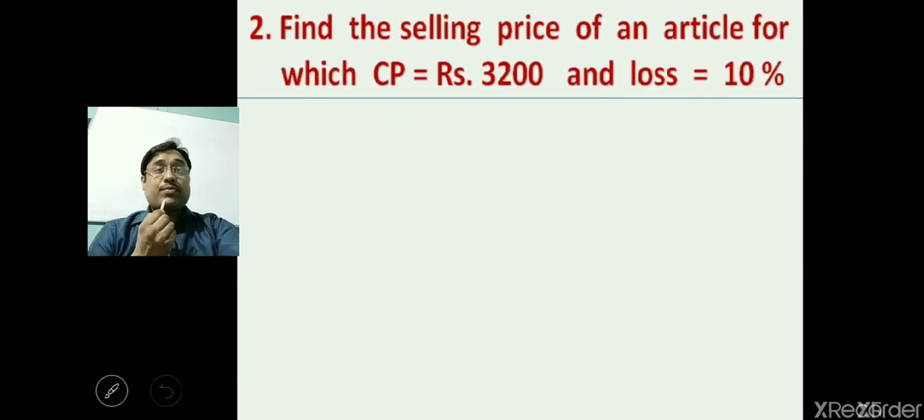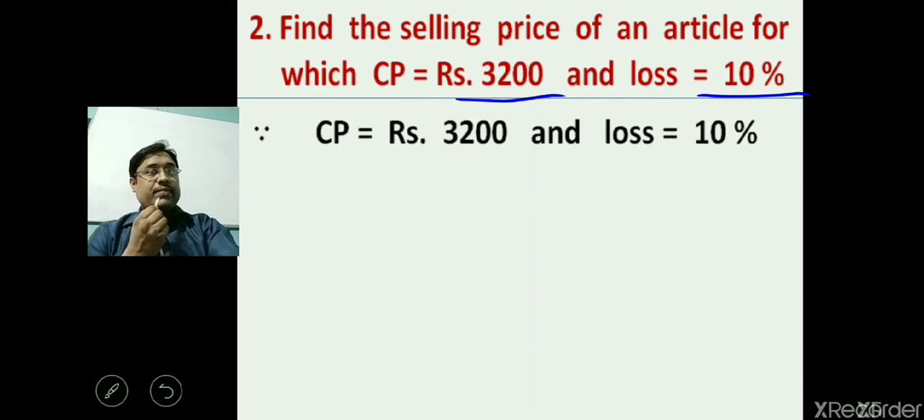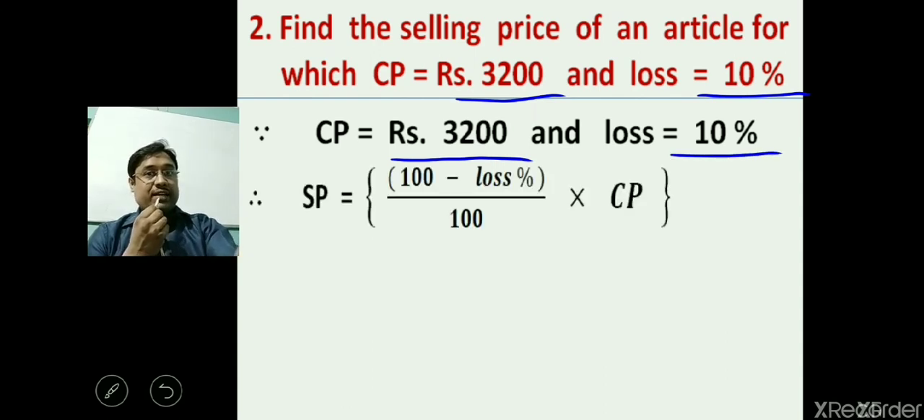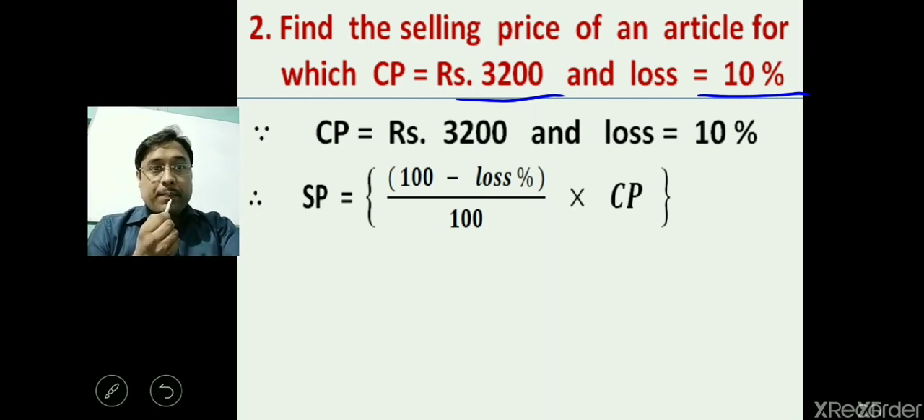Now the second question, on the basis of these formulas only. Find the selling price of an article for which CP is 3200. This is the CP and the loss is 10%. In this case you are seeing there is a loss of 10%, not gain. So you will write that given cost price is 3200 rupees and loss is 10%. By formula we can say that selling price is 100 minus loss percent by 100 into cost price. CP is the cost price here.